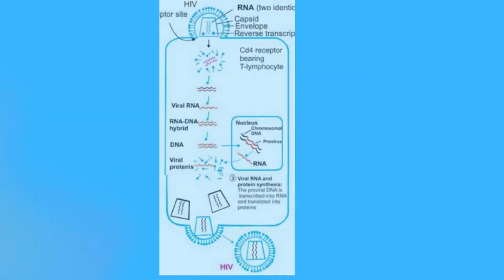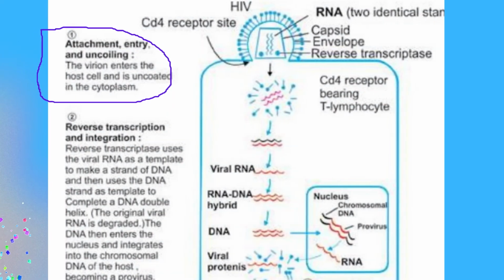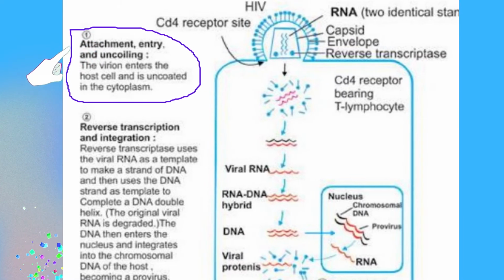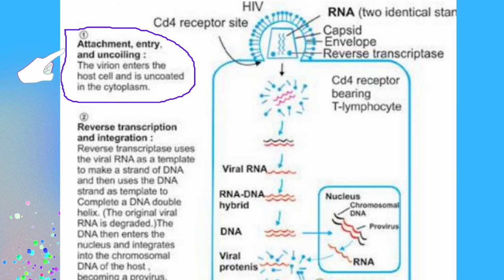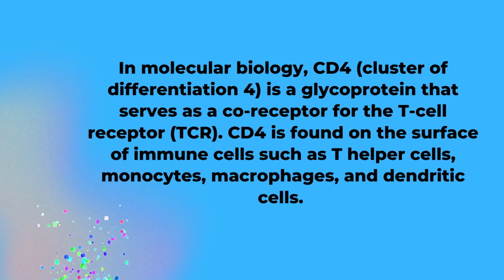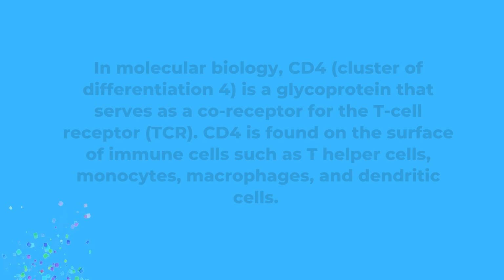Infection cycle of HIV. This is the preview of the infection cycle. The first step is attachment, entry and uncoating. Here you can see HIV detecting a receptor on the T lymphocyte. That receptor is called the CD4 receptor. Here it attaches, then enters, uncoils and removes its coat. The virion enters the host cell and is uncoated in the cytoplasm. That is the first step. CD4, cluster of differentiation 4, is a glycoprotein that serves as a co-receptor for T cells.